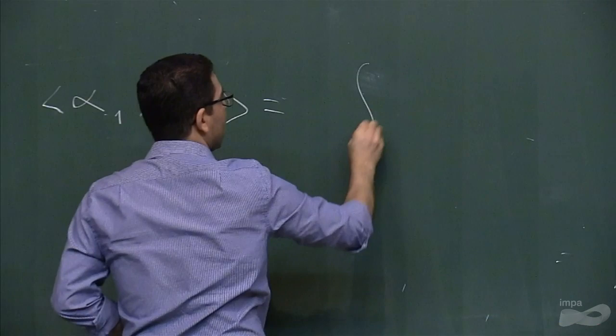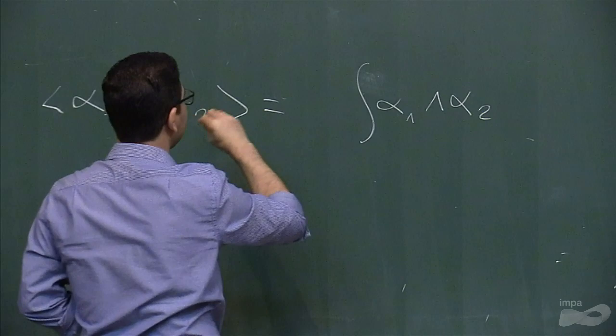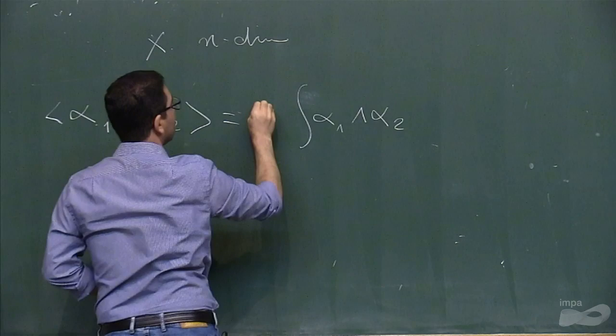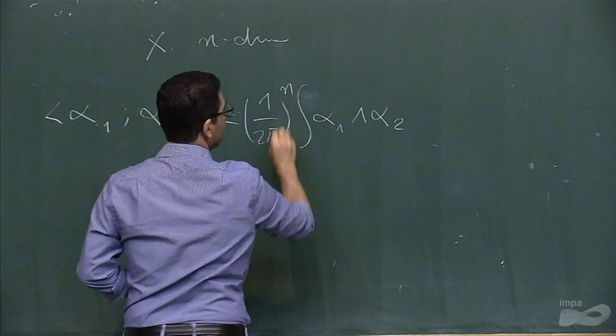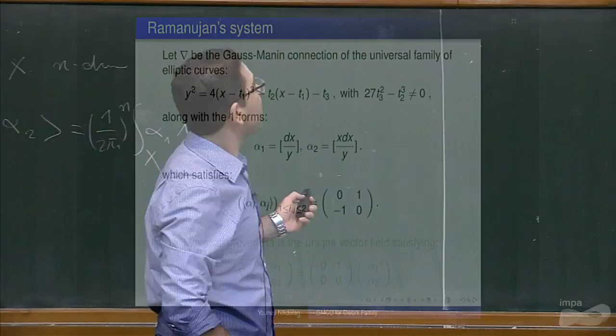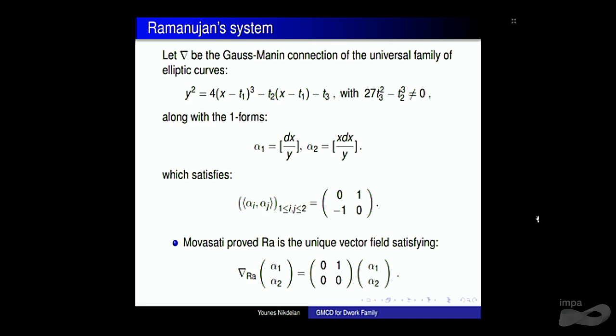the integral of, in general, if you have a variety of dimension n, in our case a Calabi-Yau manifold, by intersection form we mean this integral. We proved that they satisfy this one. And there exists a unique vector field such that the Gauss-Manin connection acts composing with the vector field.